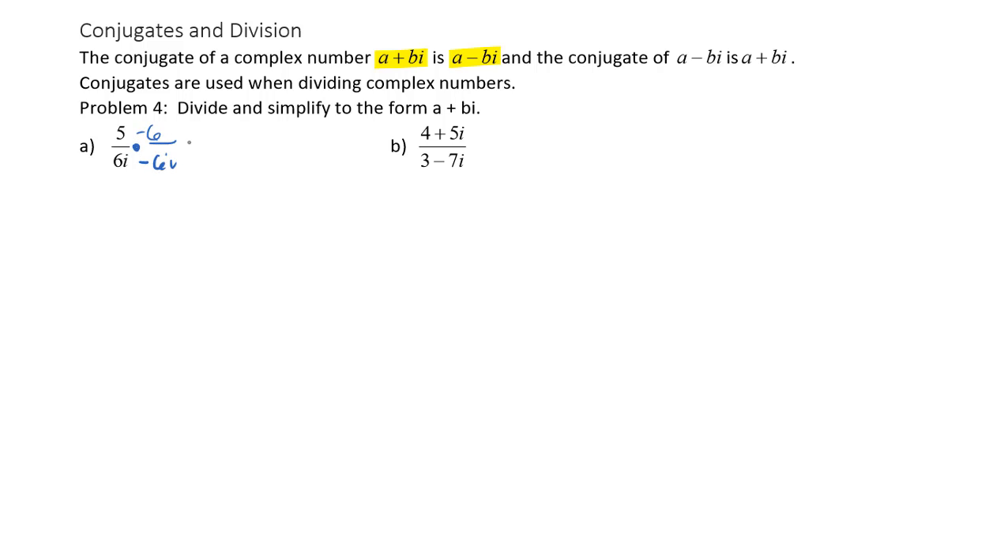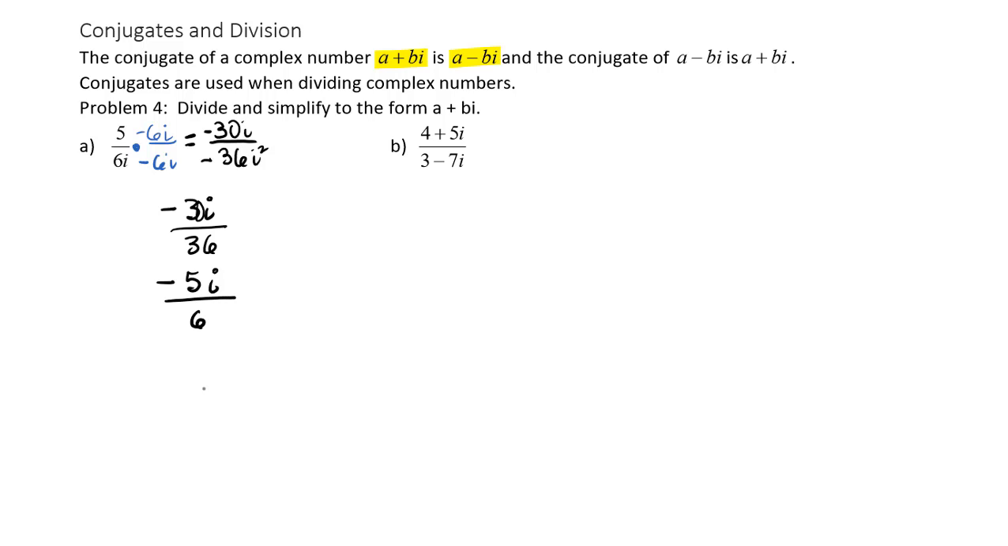Whatever we do to the denominator, we must also do to the numerator. 5 times negative 6i is equal to negative 30i. And 6i times negative 6i is negative 36i squared. If we simplify this, we get negative 30i in the numerator, and in the denominator, we get 36. We could reduce this by a 6. So negative 5i over 6.